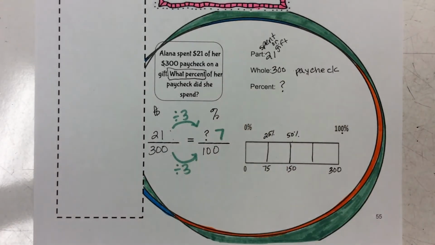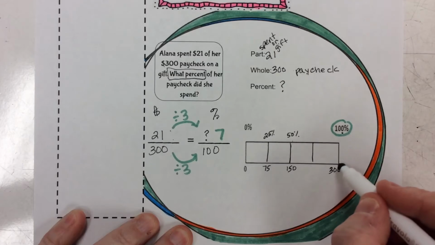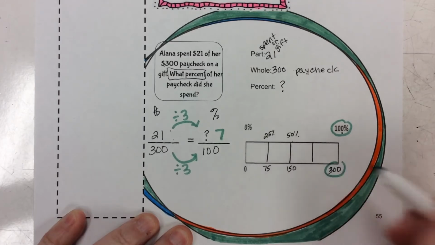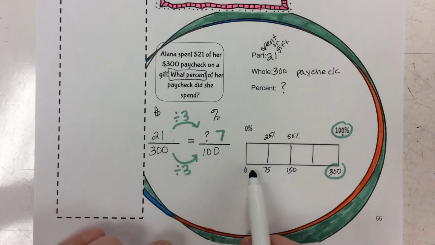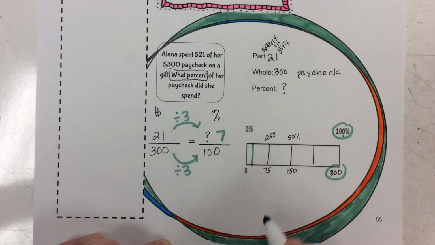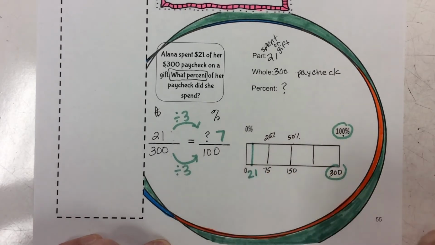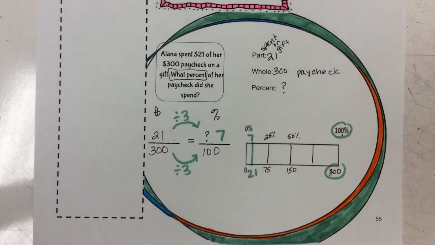Well, that's great. Now, let's fill in over here how this is represented, okay? I have my $100. 100% represents $300. Now, if I look at my $21, if I think about right here, 21 is about a third of $75 here. So I'm going to write $21 here, and I'm going to write 7% up here.